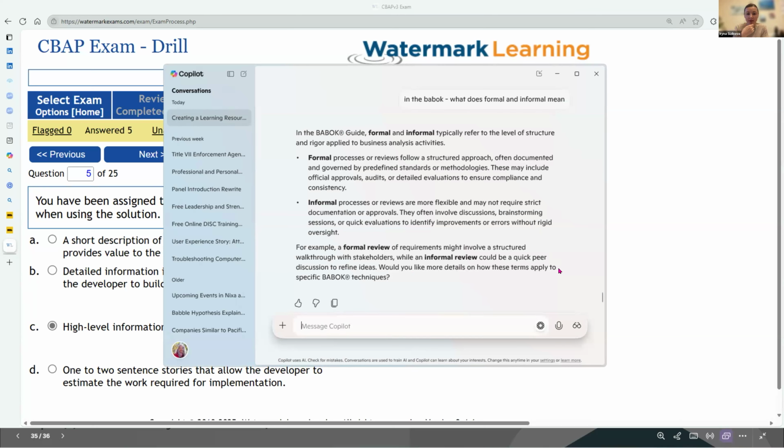Okay, I went to my co-pilot and asked, in the BABOK guide, formal and informal, what does it mean? It typically refers to a level of structure or rigor applied to it. So formal is a structured approach often documented and governed by predefined standards and methodologies. Informal is more flexible and may not require strict documentation or approvals. And user stories can be in any form. We have a recommended structure, but we don't always have to follow it.